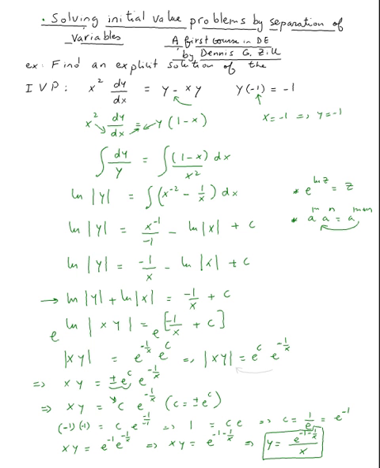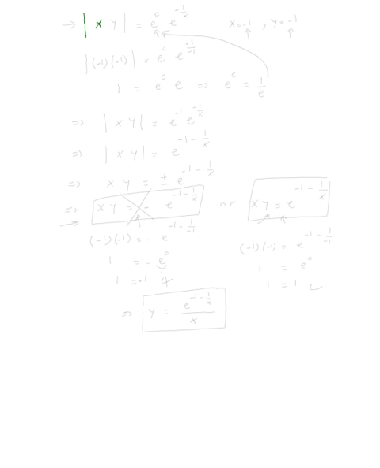Again, so that's it. But again, I'm going to show you this. I did it in the previous example. What if you want to find a constant here using the absolute value? Let's do it just to make sure you guys got this right. So I'm going to rewrite that on the back. Absolute value of xy is equal to e to the C times e to the negative 1 over x.